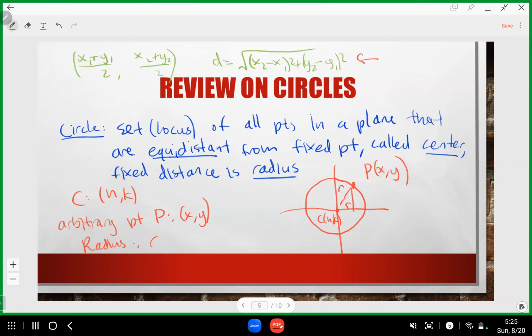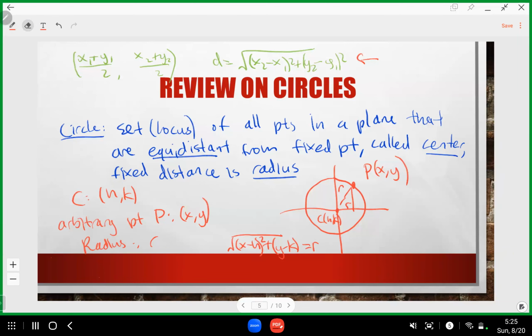So what is it? The square root of x2 minus x1 to the power 2 plus y2 minus y1 to the power 2. In this case, what is x1 and what is x2? Let's say x2 is x, and that's minus h. What's the next one? y minus k, and that is equal to d, which is r.